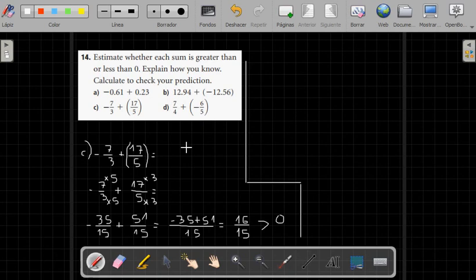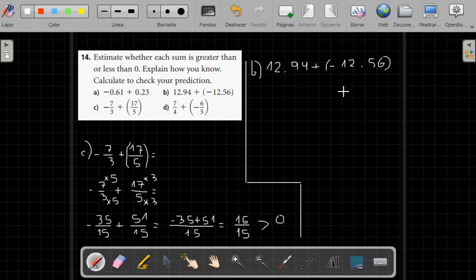Okay, I'm gonna give you a hand with the B, 12.94, which, by the way, was splendidly done by Marina. In our meeting in Zoom, Marina did it great. The first thing I want you to do in this kind of exercises is transform the decimals into fractions.